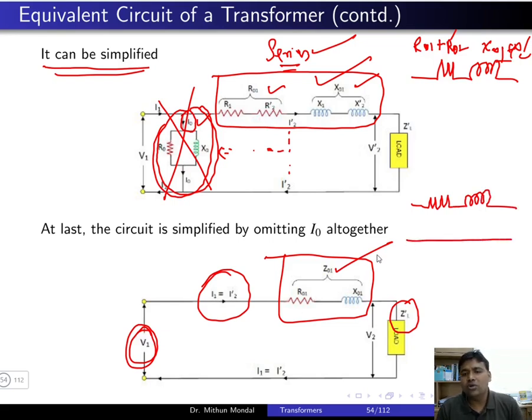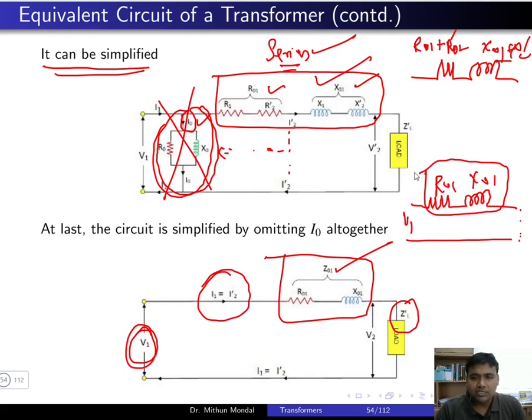So under the no load condition of the transformer, if we neglect this, basically in the equivalent circuit of the transformer V1 will be equal to R01 plus X01. So this is the most approximate and simplified form of the equivalent circuit of the transformer. However, to make the calculation appropriate, we will find all the parameters individually.